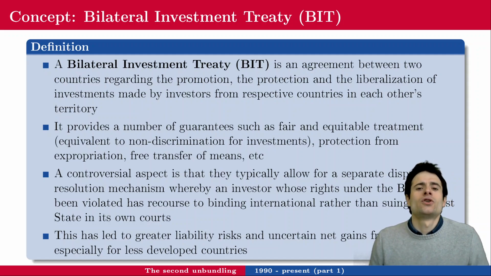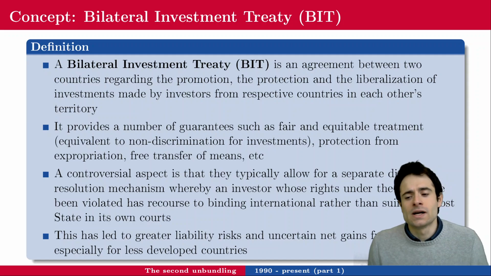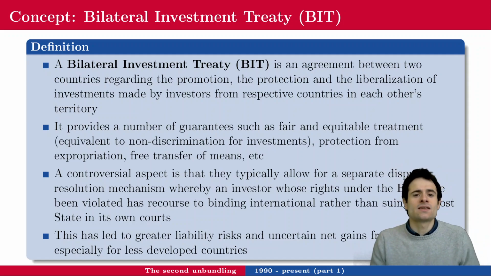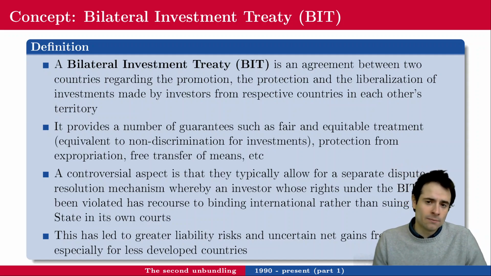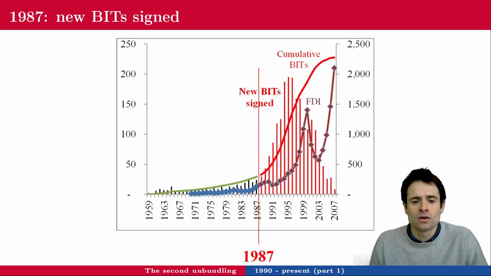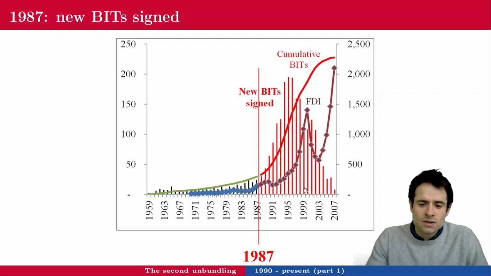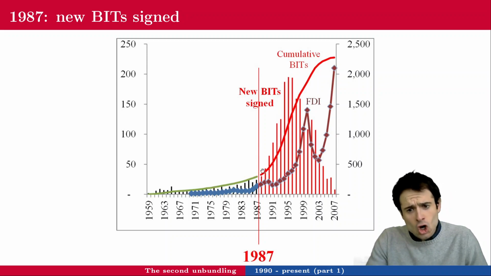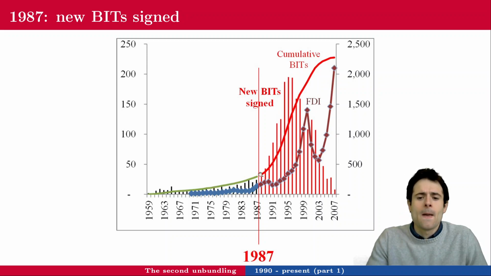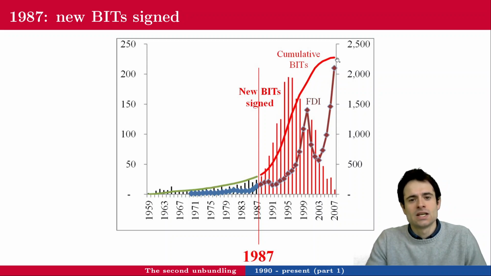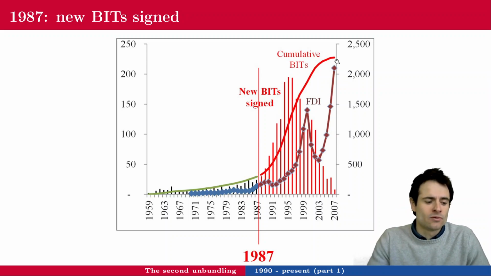We're going to go over that type of agreement between countries and see that due to the second unbundling, it increased a lot over time. Just to give you a spoiler alert, you can see that around 1990 pretty much, a sharp increase in the number of bilateral investment treaties. This is due to G7 countries wanting to invest in developing countries to benefit from a cheap labor force.